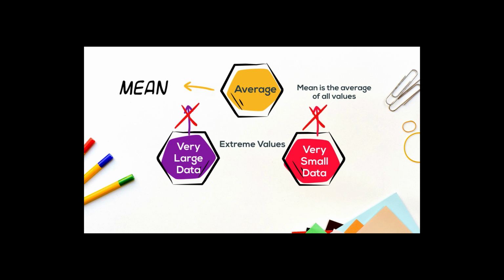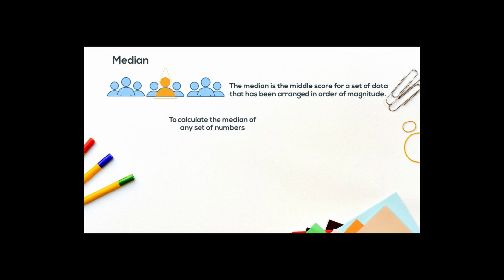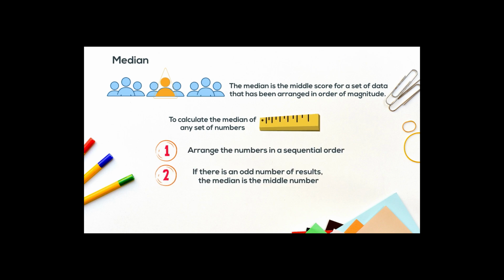Mean is the average of all numbers. It will be very affected by extreme values, which are very large or very small data. Therefore, people will use median. Median is the midpoint of the ordered values.